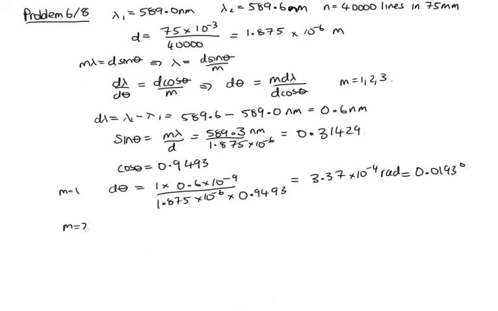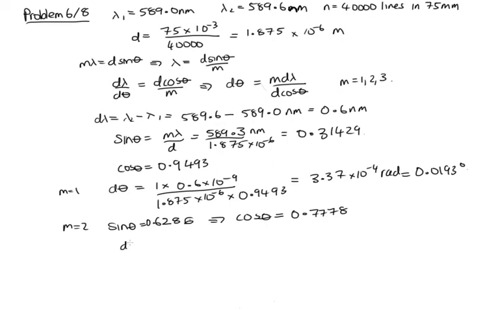Okay, now when m equals 2, you'll notice sine theta is different as well. Instead of having a 1 here, we have a 2, and so it's actually double what this one is. So we end up with sine theta is equal to 0.6284. It actually ends up 0.6286. And then we can solve for cos theta, and cos theta is equal to 0.7778. Again, we can just use cos squared theta plus sine squared theta equals 1 to solve for that.